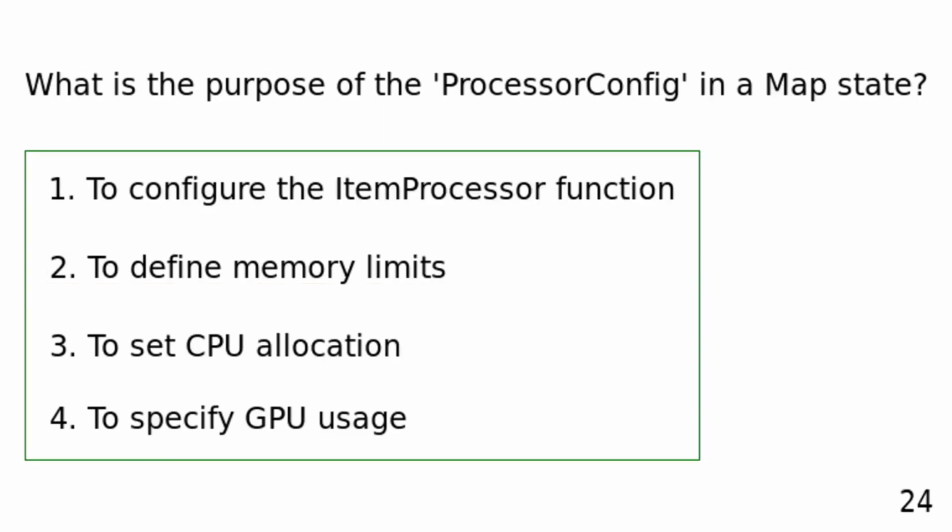What is the purpose of the processor config in a map state? To configure the item processor function. To define memory limits. To set CPU allocation. To specify GPU usage.